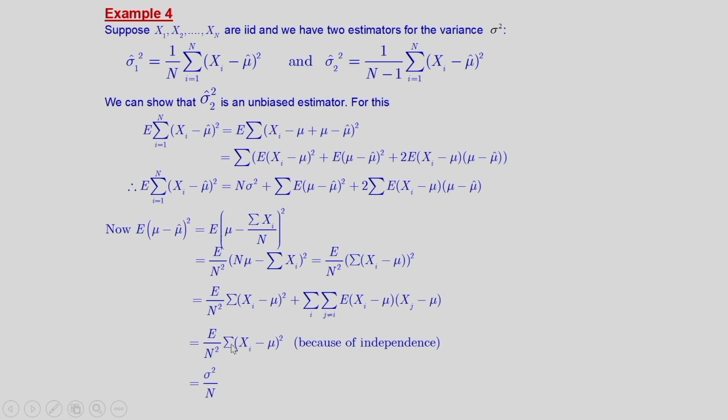So therefore this will be simply E of summation of (xi minus mu) whole square divided by n square, and this is equal to sigma square by n, because each is identically distributed, therefore the variance will be the same for all xi's, and E of (xi minus mu) whole square will be sigma square. That way we will get n sigma square divided by n square, which is sigma square by n. So this is an important observation: this quantity E of (mu minus mu hat) whole square is equal to sigma square by n. This result will be used later on also, we have to remember this result.